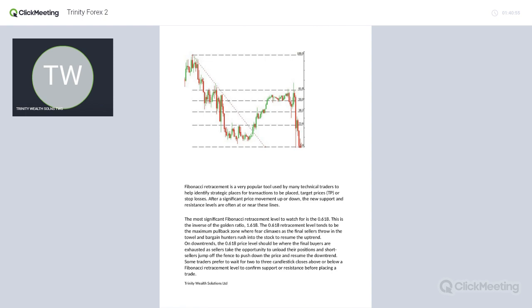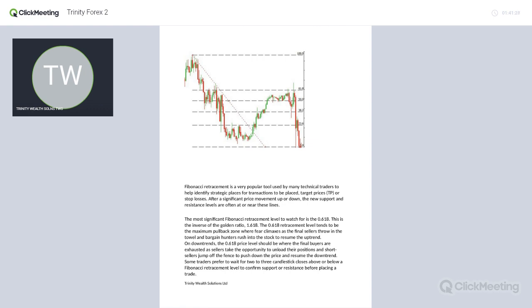So the most significant Fibonacci retracement level to watch for is 0.618. That's the 61.8. That's a very key one. When I get a signal at that one, there is almost 80% expectation that the market will play out in my favor, as long as the price has retraced there and it has given me a signal. So this is the inverse of the golden ratio. Remember we said between 50 and 61, that is our golden ratio.